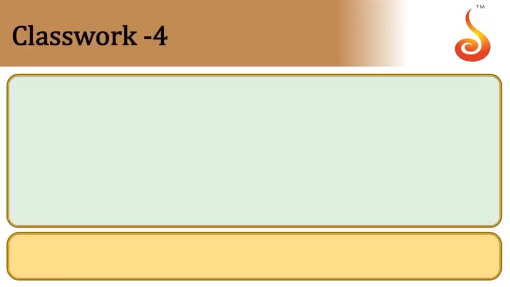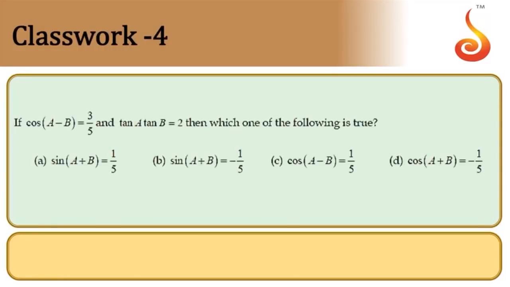So cos of a minus b is 3 by 5, tan a, tan b is equal to 2. So cos of a plus b is equal to minus 1 by 5 will be the answer for this one.